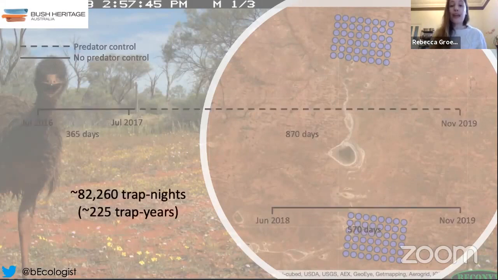So this totaled over 80,000 trap nights, or over a trap double century. I have to acknowledge the massive effort in camera data sorting and management by Kate Taylor. Due to environmental conditions and distances, our cameras are also unbaited.